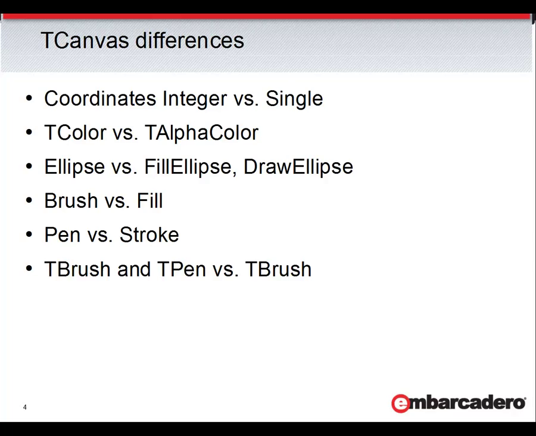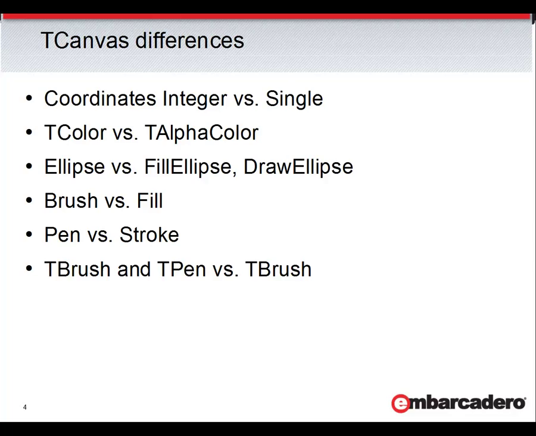The first difference is that the VCL TCanvas uses an integer coordinate system, while FireMonkey uses a single or floating point coordinate system. The VCL TCanvas uses the TColor type for colors. FireMonkey uses TAlphaColor. The drawing functions such as Ellipse, Rectangle, and so on in VCL draw both with pen and brush, while in FireMonkey the pen and brush equivalent drawing is implemented with two distinct functions.